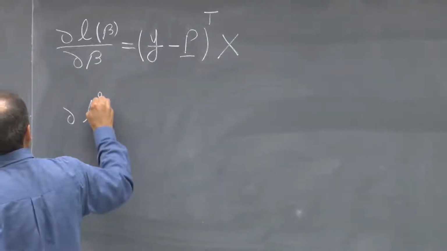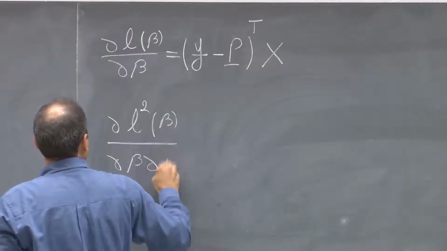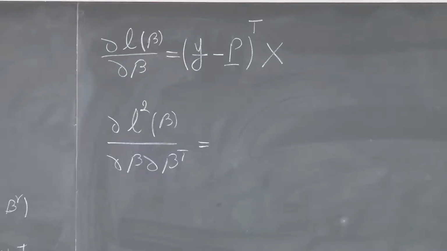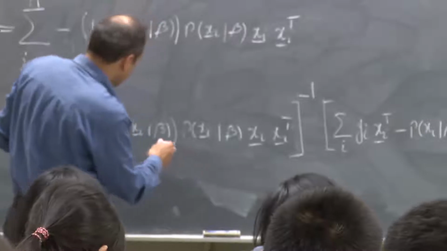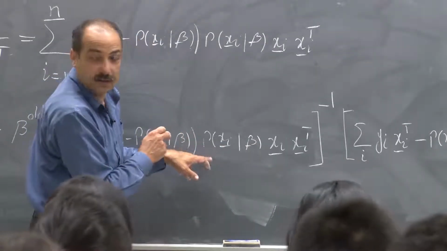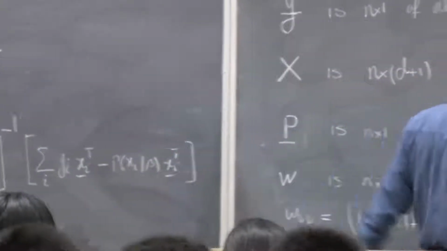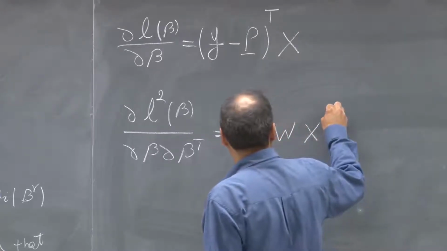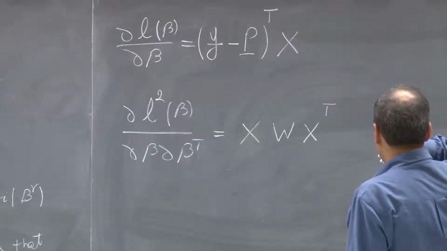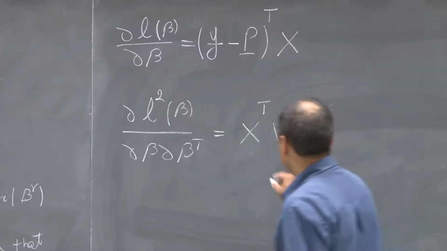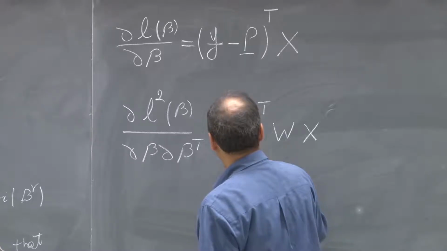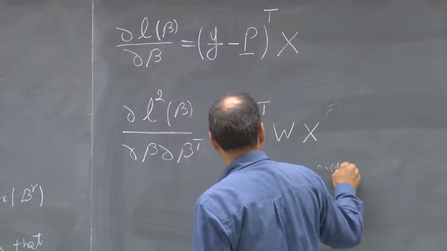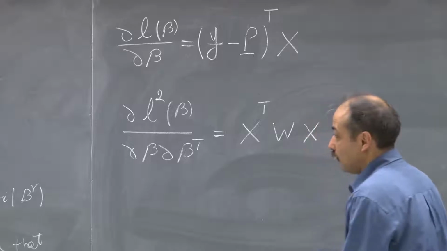And I can write the second derivative. This is my second derivative. I have a matrix W, which is a diagonal matrix, and each diagonal value contains this product, 1 minus p times p. And then I have to multiply this with xi transpose, so I can write it as x transpose W x, because this is going to be d plus 1 by n, this is n by n, and it's n by d plus 1. Okay, and also I have a negative sign here.